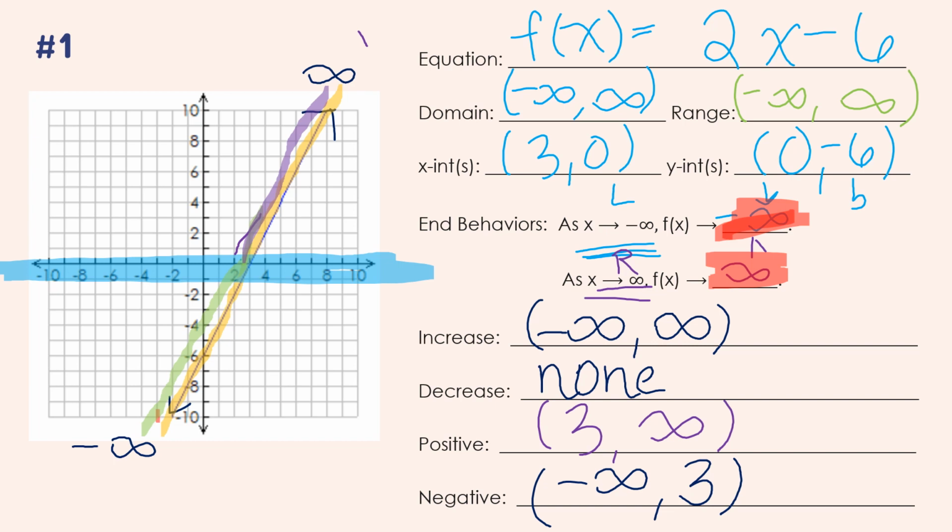Intervals of positive and negative will use that x-intercept. So you'll notice the x-intercept we said was 3, and you can see that 3 in both the positive and the negative interval. I know that was a lot of information to throw out there, so we're going to practice.